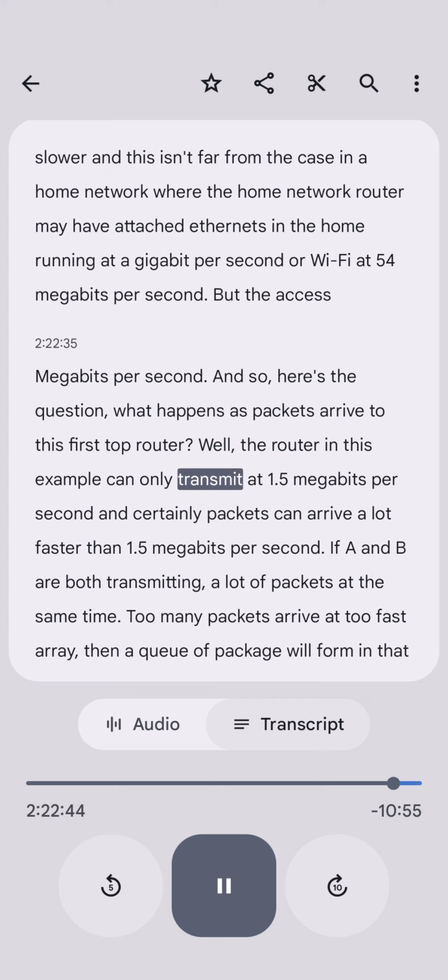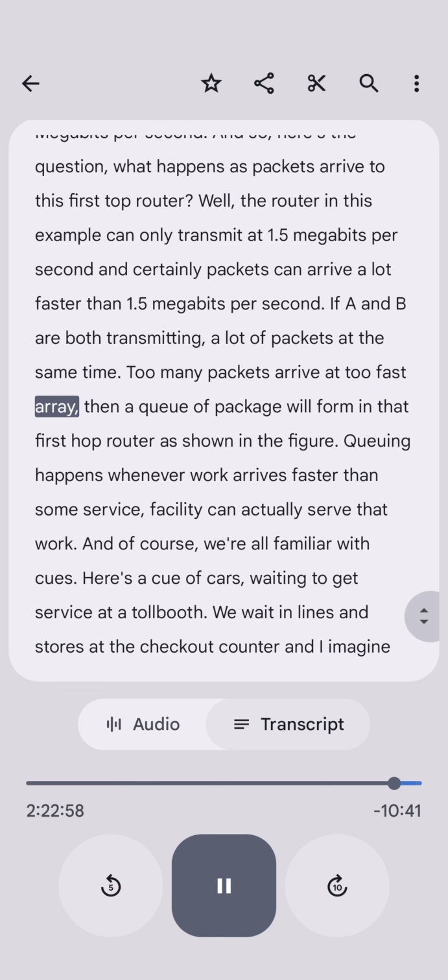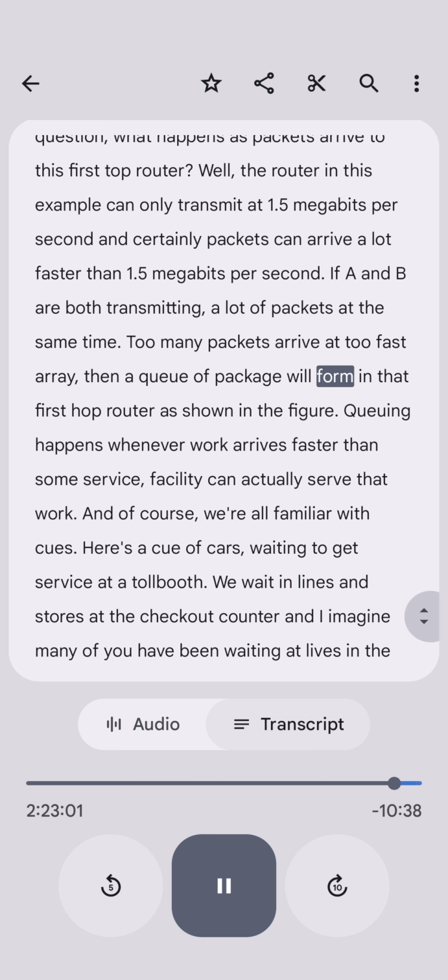Well, the router in this example can only transmit at 1.5 megabits per second, and certainly packets can arrive a lot faster than 1.5 megabits per second if A and B are both transmitting a lot of packets at the same time. If too many packets arrive at too fast a rate, then a queue of packets will form in that first hop router, as shown in the figure. Queuing happens whenever work arrives faster than some service facility can actually serve that work. And of course, we're all familiar with queues.